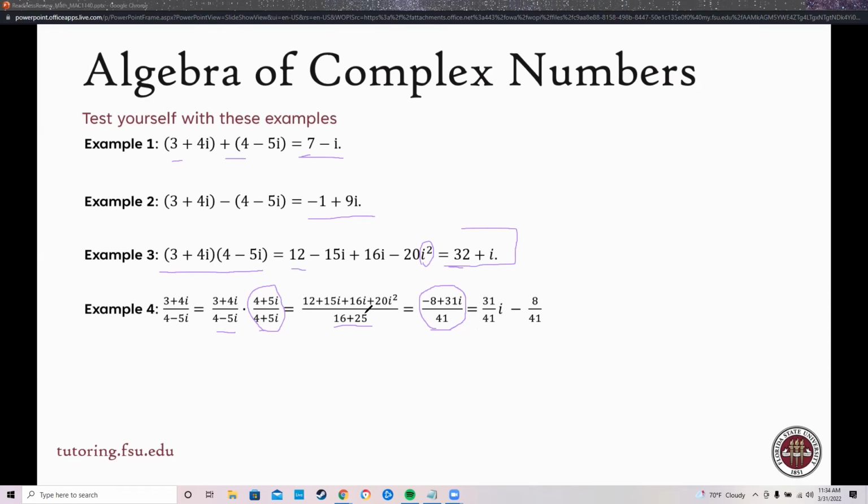All right. Sweet. We got it. Hopefully the step-by-step process and the algebraic rules are starting to make sense for you in the scope of complex algebra.